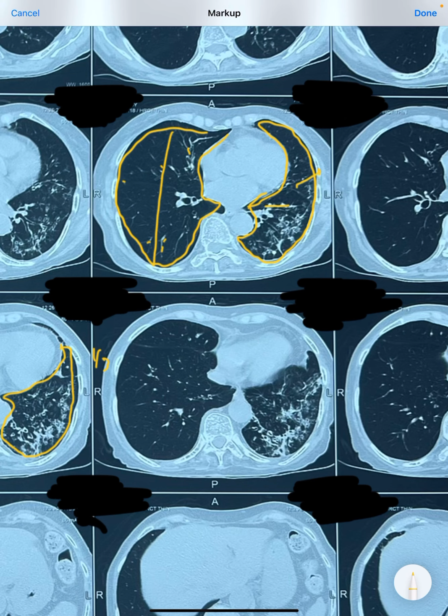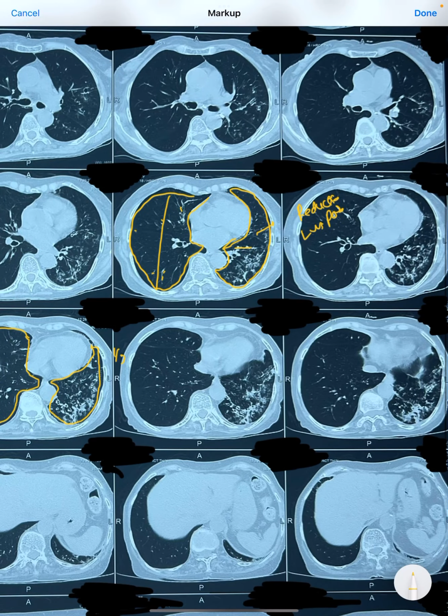So there is marked reduction in lung parenchyma on the left side, which is a very typical feature of a restrictive lung disease. Restrictive lung disease means there is restriction of the lung volume because of some reason. So there is definitely reduction of the lung parenchyma on the left side.